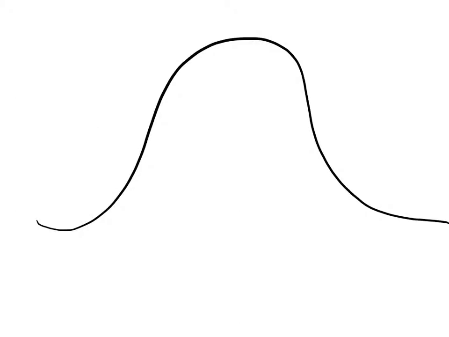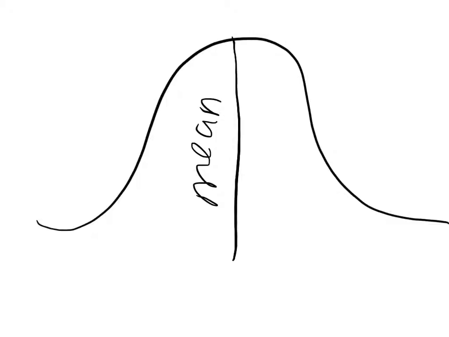Z-score comes into play when we're discussing bell curves. This is a really bad drawing of a bell curve, which is also known as a normal distribution. On the bell curve, you have the mean, which is located in the center. So this right here is the mean.